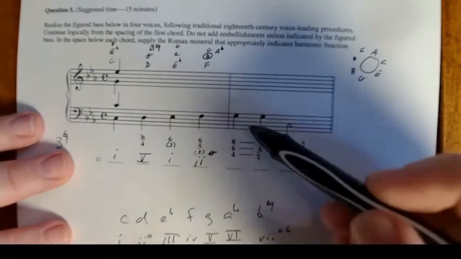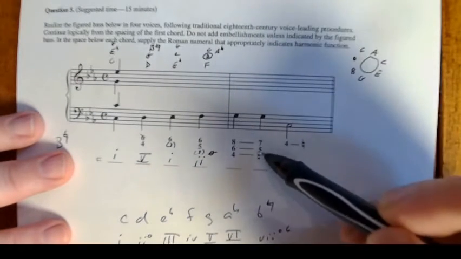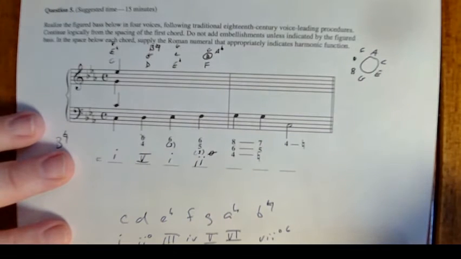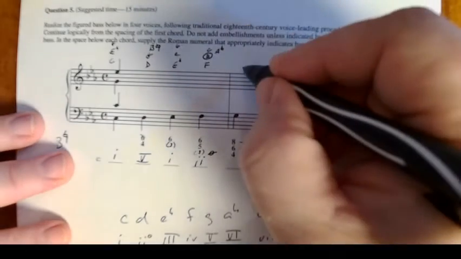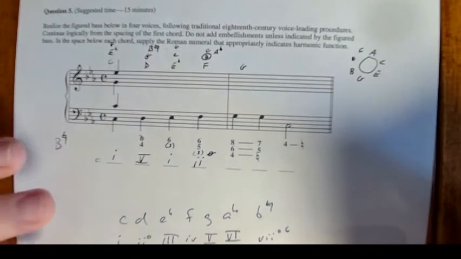Okay, let's keep going here. This makes it easy. When there's 3 figures, when there's 3 numbers, then you just write them above the bass. Okay, so a G is in the bass. Now a 4 above G, do it on your fingers. G, A, B, C.